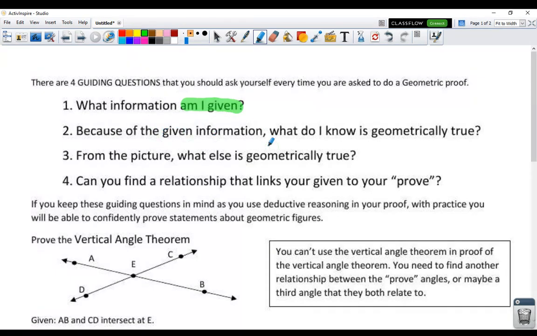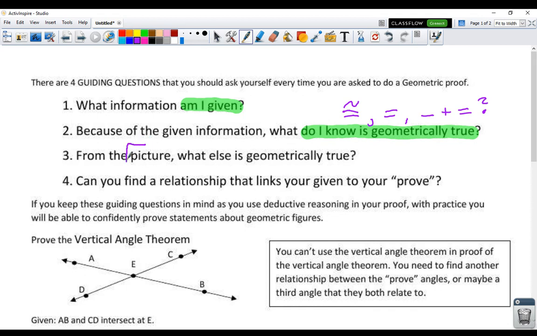Because of that given information, what do I know is geometrically true? So what things are congruent? What things are equal? Do things add up to a total? Do things like this happen? What can you say geometrically about that given information that we know?